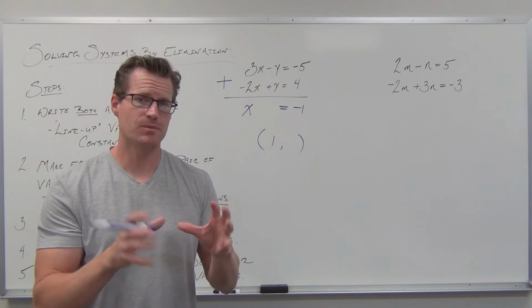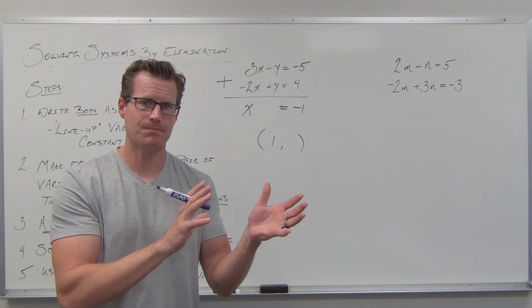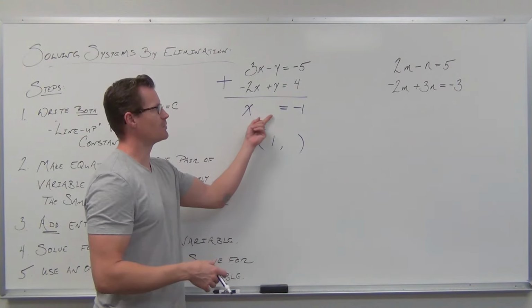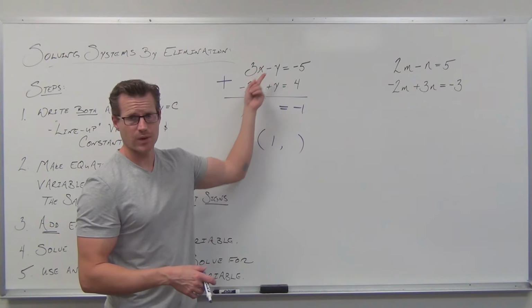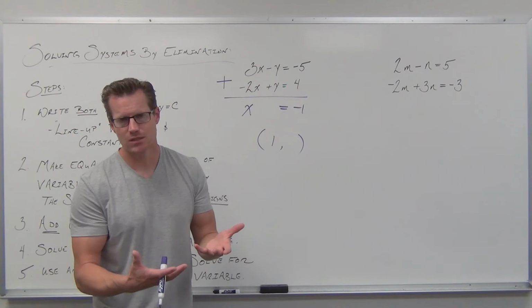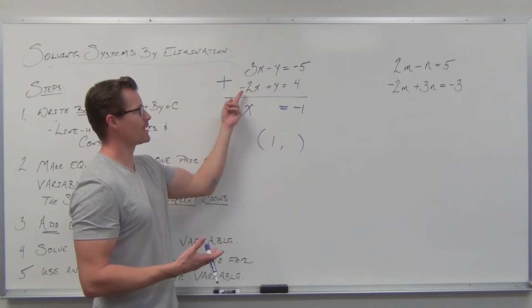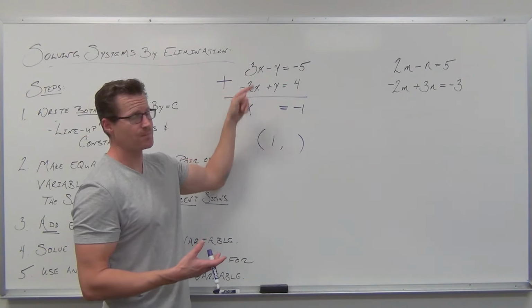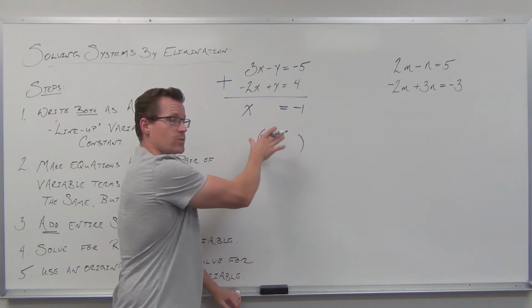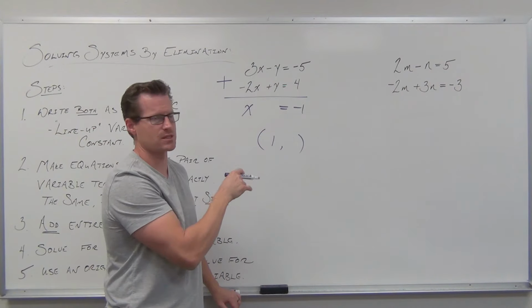Elimination method is awesome because you don't have to do a lot of work in the beginning. It's all about setup. But when you plug in this negative 1, it doesn't matter which equation you use. Use whatever seems the easiest to you. For me personally, I don't like negative, so I'll use this one. But we're going to have to plug in whatever variable we solve for. So we just found x. I know x is negative 1.